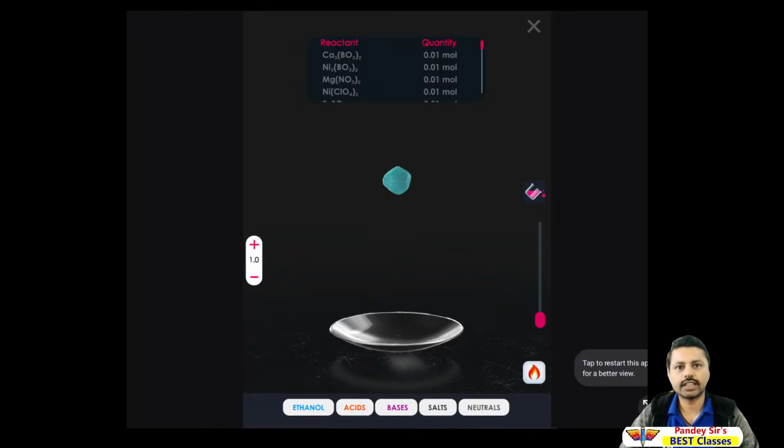The question in the exam will be given as: write the balanced chemical equation for the thermal decomposition. Keep in mind, thermal decomposition of ferrous sulfate crystals. This green color is ferrous sulfate crystal, and mention the change that occurs in the color and the gases evolved. Gases also get evolved, meaning released. So let's do this reaction.